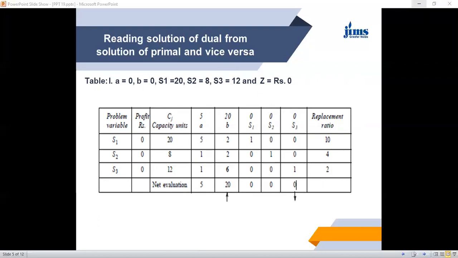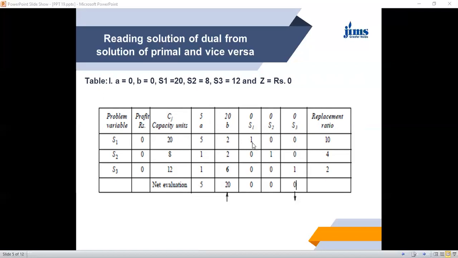So here we find that both 5 and 20 are positive. So we consider the case of maximum positive. Maximum positive is 20, so this will be the key column. And then we divide the quantity by the entries of the key column.